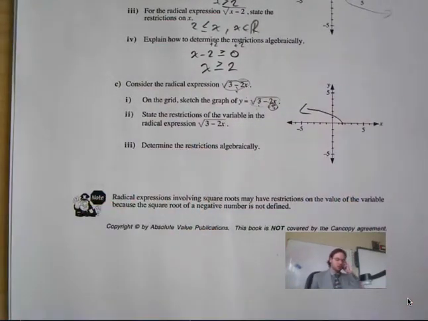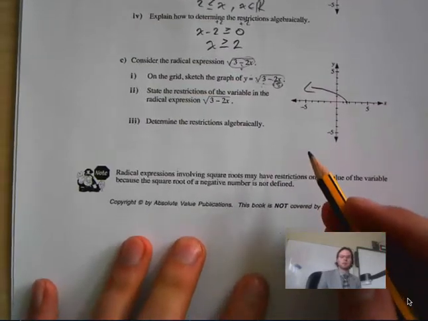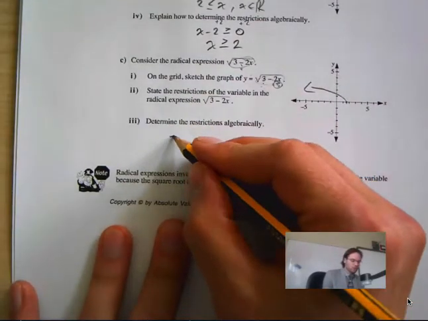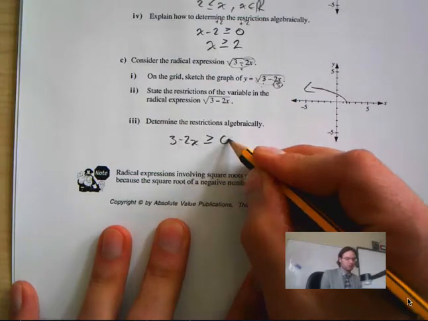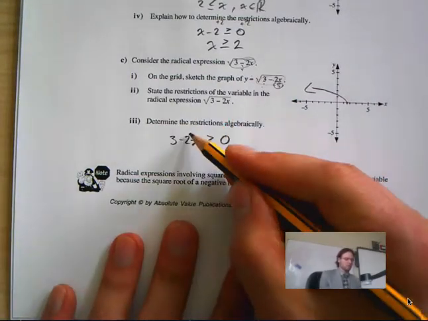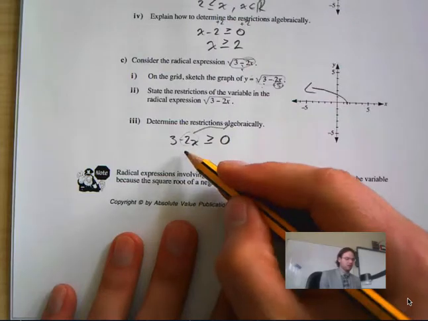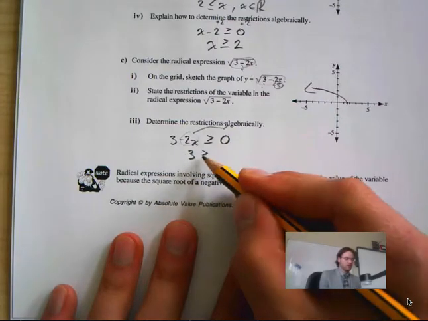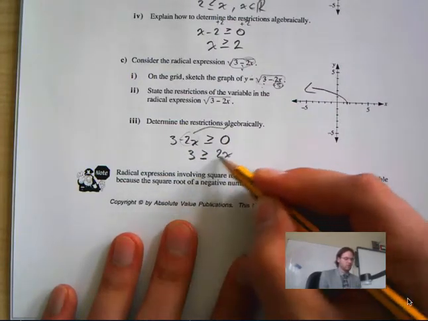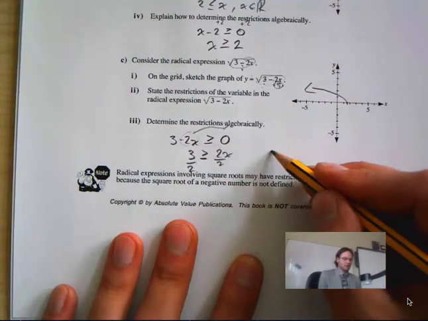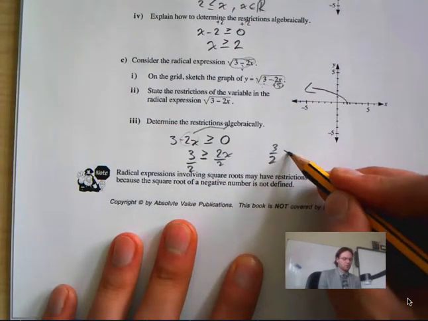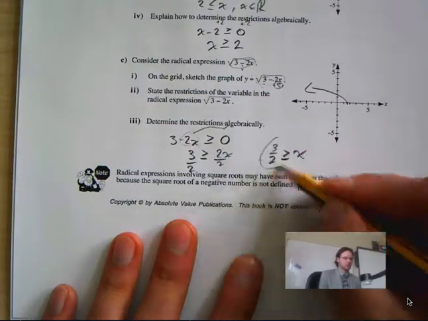So let's take a look at this. We're going to state the restrictions, and I'm going to do it algebraically. Just skip ahead and do it algebraically. So I know 3 minus 2x has to be greater than or equal to 0. So this is negative, so I'm going to move that to that side. So I'm going to get 3 is greater than or equal to 2x. Divide both by 2, because I want my things to be positive. So I get 3 over 2 is greater than or equal to x, which is the same as 1.5. All right?